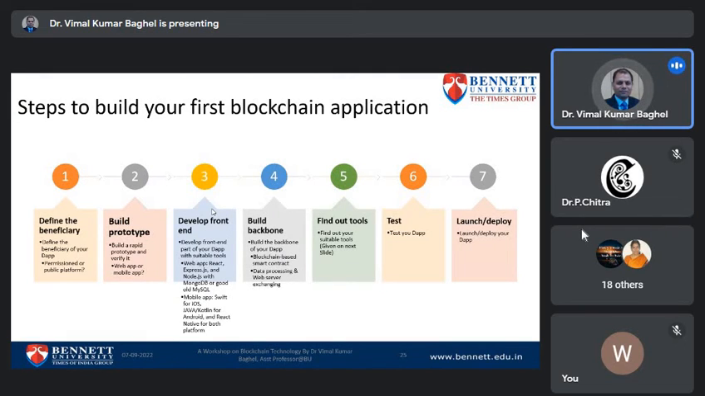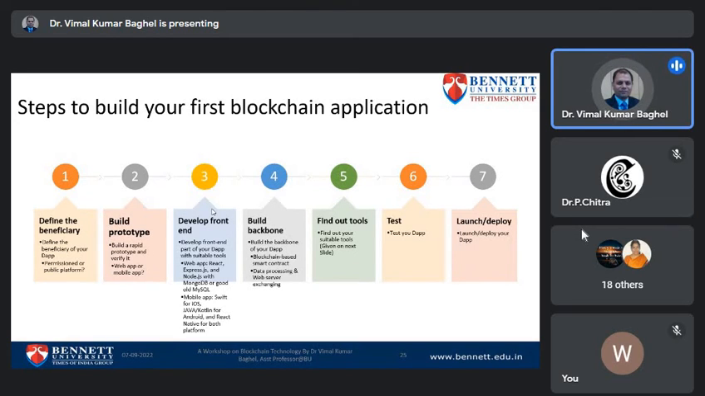Now I'm going to demonstrate how we can build our first decentralized application. What are the typical steps that are needed to build a blockchain application? First of all, we have to define to whom we are building that application, that is, we have to define the beneficiary, and then we have to build a prototype. Defining the beneficiary of your dApp includes deciding whether we have to use a permissioned blockchain or a public blockchain, and how we can build the prototype.